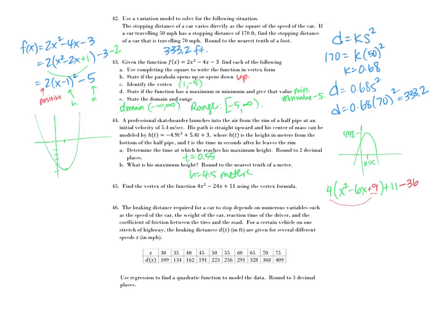So then I get 4 times x minus 3 squared minus, negative 36 plus 11 is negative 25. Okay, and so the vertex is at 3, negative 25.